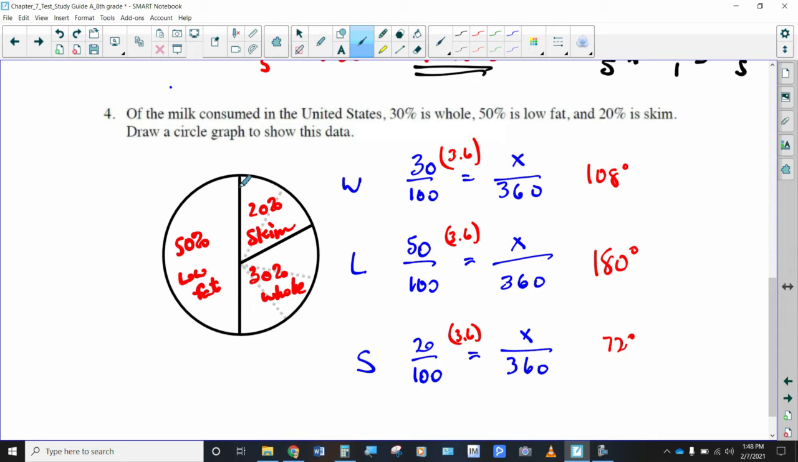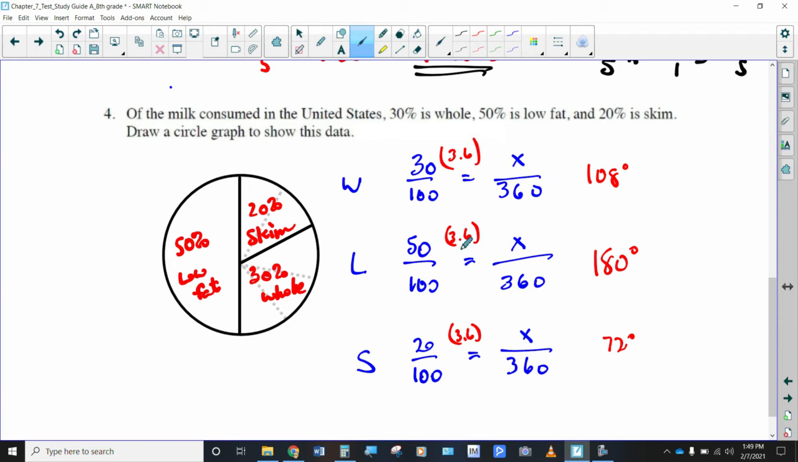Or what I did was I just cut the circle in half, knew that this portion right there was low-fat milk, and then the rest of it, I'd have to break up into 5 equal parts, 1, 2, 3, 4, 5, and each one of these parts represents 10% of the entire circle, right? Because 1, 2, 3, 4, 5, 6, 7, 8, 9, 10 equal parts. So 2 of them would be 20% and 3 of them would be 30%. So you could do it either one of those ways.